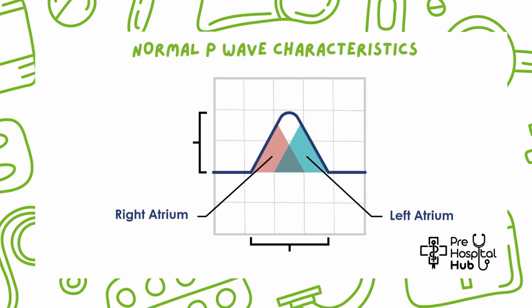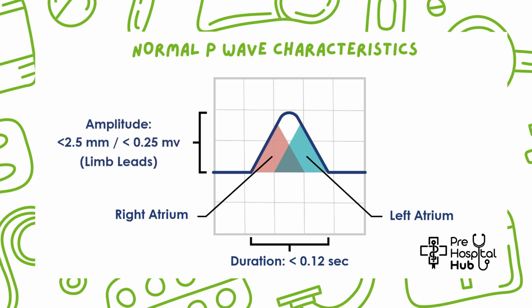So what should a normal P wave look like? A normal P wave axis is between 0 and 75 degrees, depending upon which lead is viewed, and a P wave should be upright in leads 1 and 2, when the action potential originates from the SA node. Duration of P waves should be less than 120 milliseconds or 3 small squares.